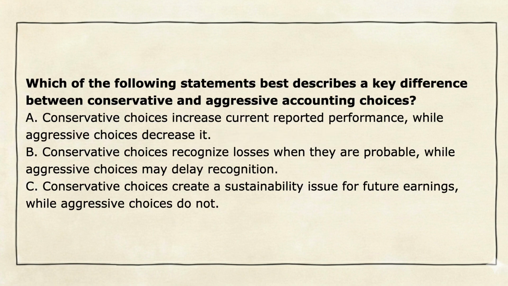Which of the following statements best describes a key difference between conservative and aggressive accounting choices? A. Conservative choices increase current reported performance, while aggressive choices decrease it. B. Conservative choices recognize losses when they are probable, while aggressive choices may delay recognition. C. Conservative choices create a sustainability issue for future earnings, while aggressive choices do not.